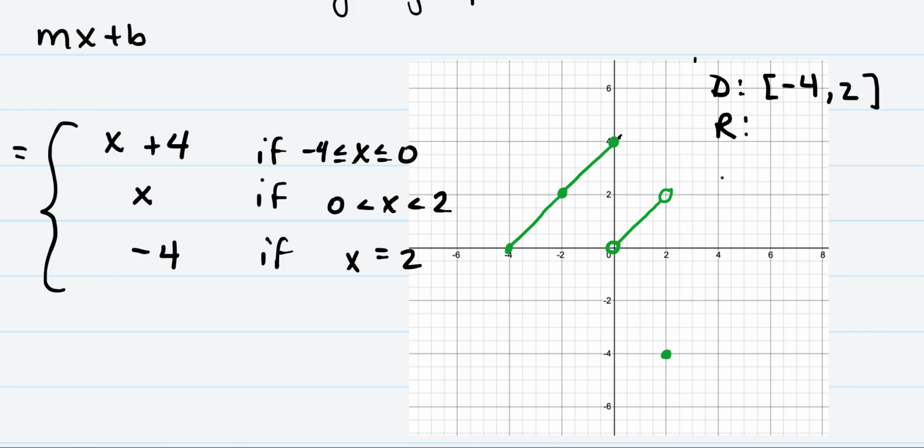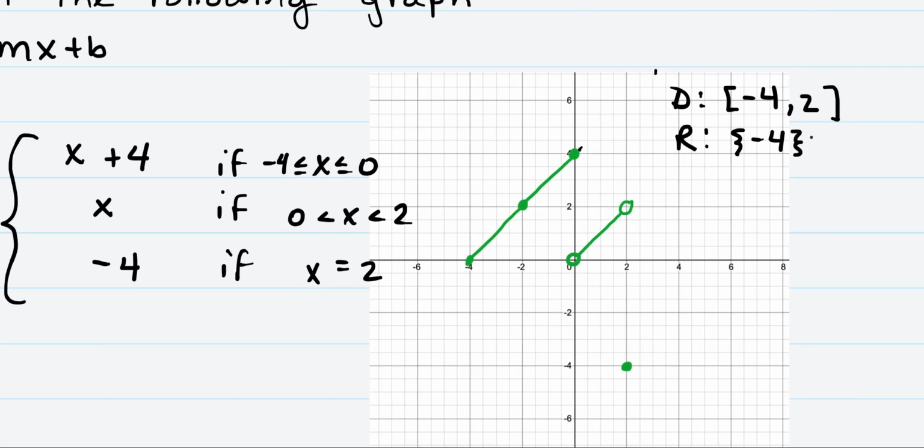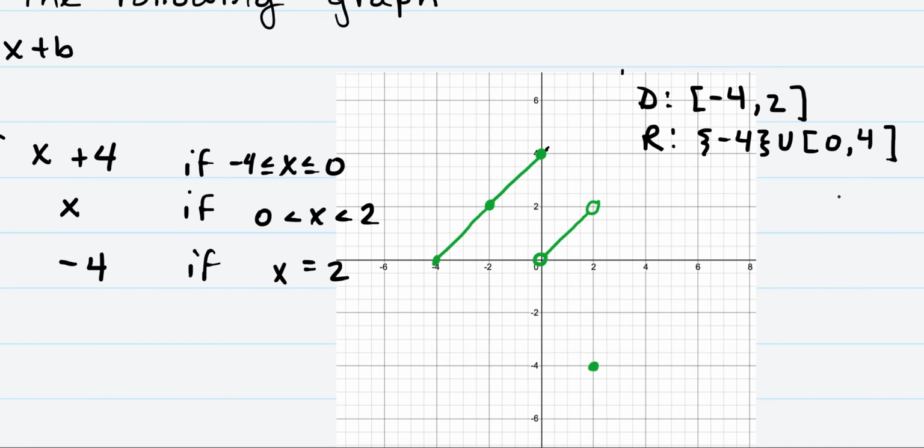The range is how far up and down we go. Notice that we have a point when we're at -4, and we don't have anything between -4 until we get to 0. I have an open circle here, but it's filled in there. So union 0, and then we have points all the way to +4, and that one is filled in. So that is the range.